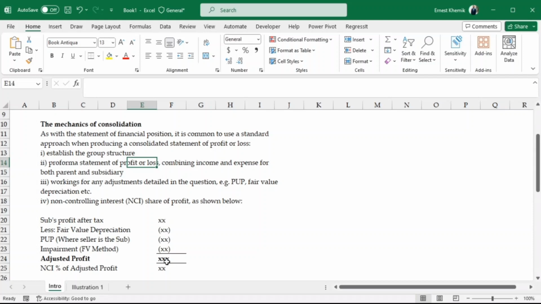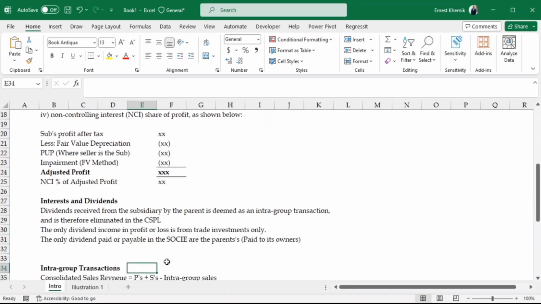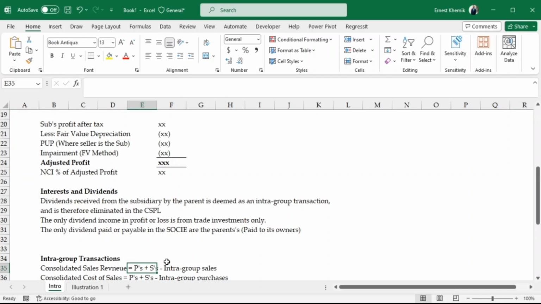We'll read through the question, and then we'll draw up a pro forma statement of profit or loss, as we did in the statement of financial position consolidation series. Then we'll do workings for any adjustments such as provision for unrealized profits, fair value adjustments, or depreciation, interest payments, dividend payments, and all that. Lastly, we'll look at the non-controlling interest share of the profit. So we'll put all of this into practice, and then you get the understanding better.